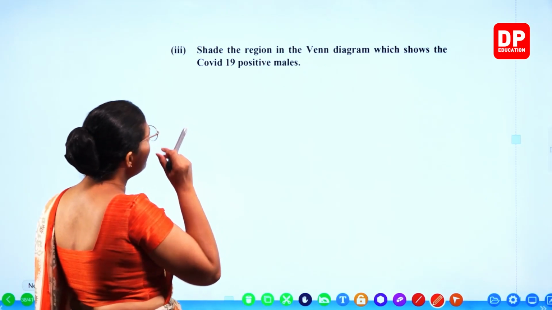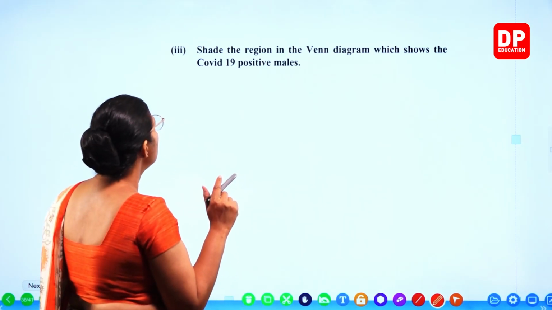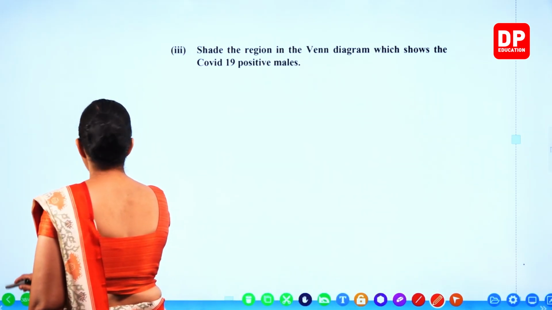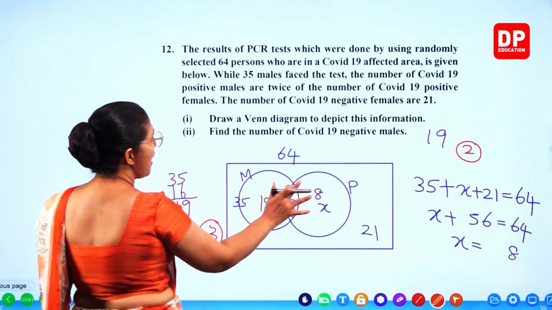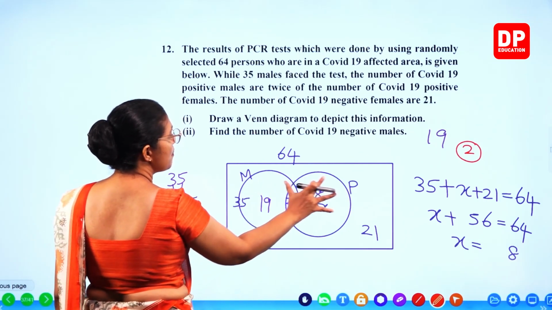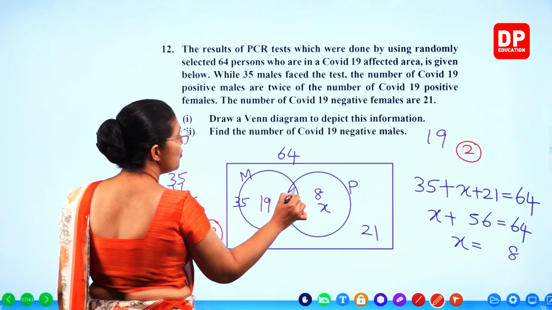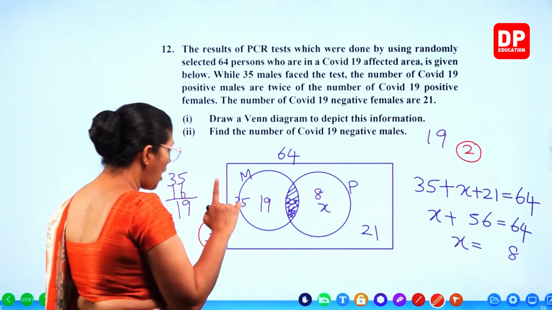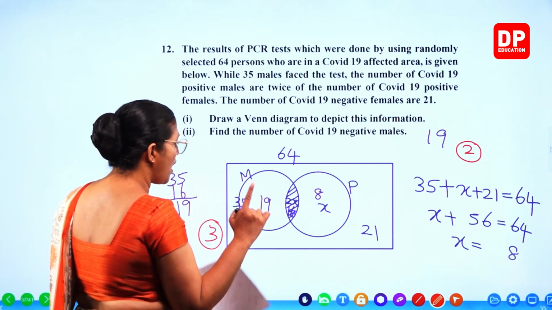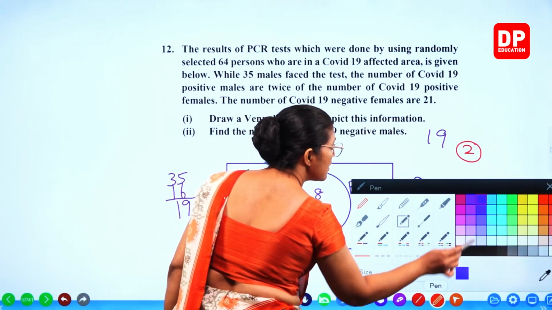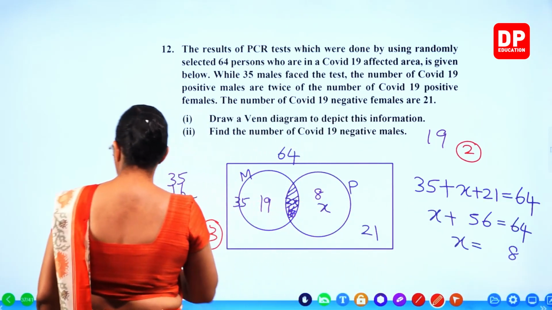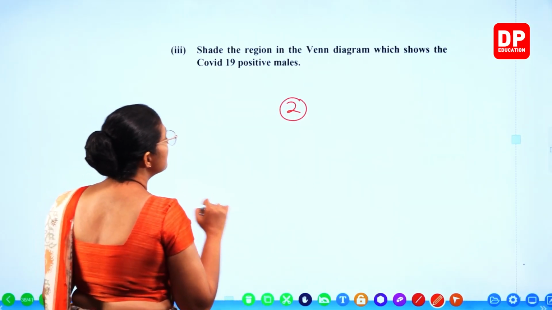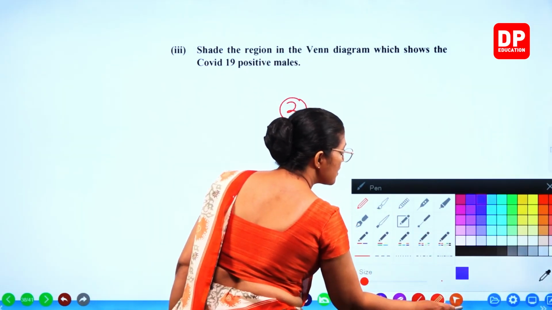Then it says, shade the region in the Venn diagram which shows the COVID-19 positive males. So the intersecting part, positive as well as males. So you can shade this part. So you are getting how many marks for shading? You are getting 2 marks. So I'll write down the marks there, but I did the question here. So shading is 2 marks. And what is the next part?